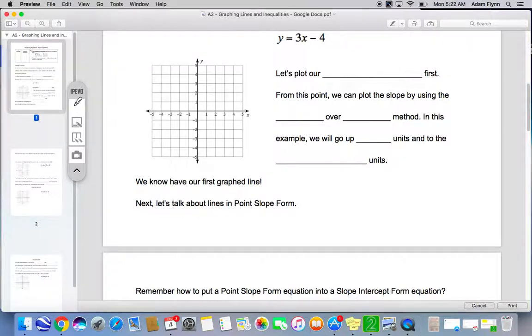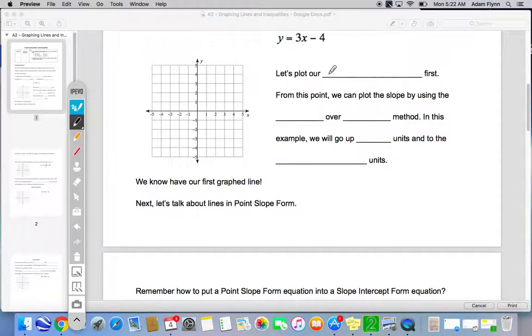All right, well, let's get right to it. So let's plot our y-intercept first. And we are dealing with this equation above, y equals 3x minus 4. Okay? So what is my y-intercept? Well, we just said my y-intercept is b, and since this is in slope-intercept form, y equals mx plus b, my m is 3 and my b is negative 4. So I'm going to plot my y-intercept at negative 4.